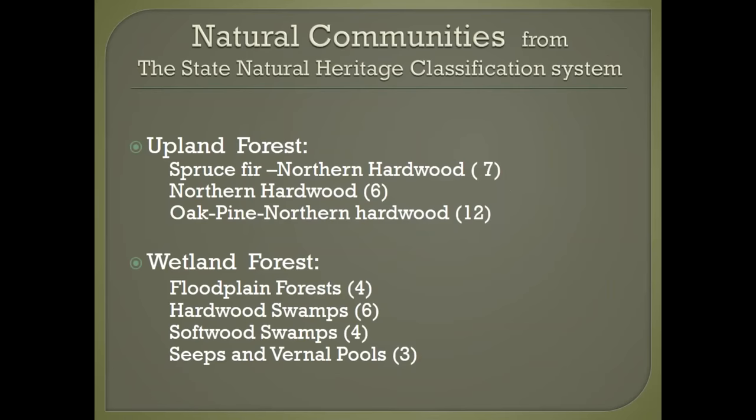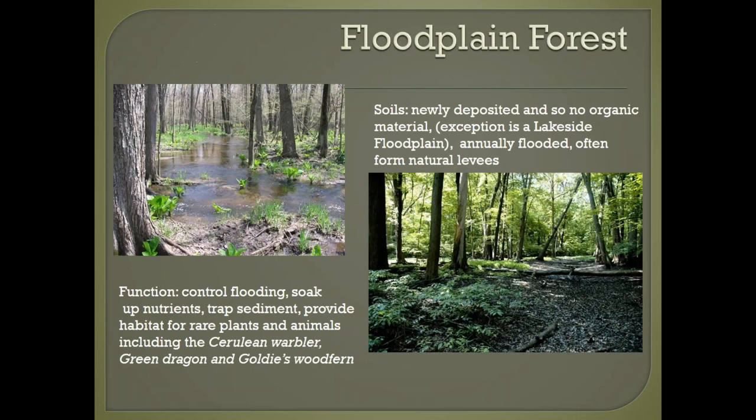We like to break this up into natural communities. That's based on the natural heritage classification system. We have two basic distinctions, an upland forest and a wetland forest. Within those two large distinguishing characteristics, we have multiple different types of forest communities. Seven different kinds of spruce fir northern hardwood, six different kinds of northern hardwood, 12 different kinds of oak pine northern hardwood, and then we have specific wetland forests that are critically important to the functioning of our landscape, including floodplain forest, hardwood swamps, softwood swamps, and our wonderful seeps and awesome vernal pools. So we'll take a couple of looks at these things.